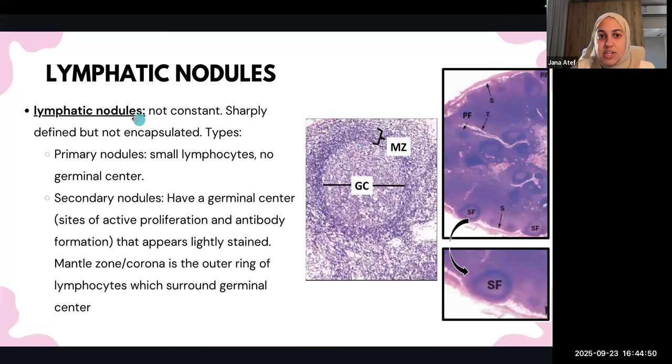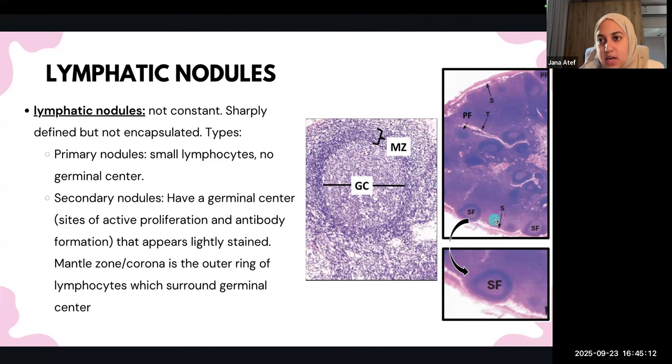So this is basically it. I'm just telling you the anatomy of them. You're going to learn more about the physiology and how they work later on, like in immunology. But the anatomy of a lymph node: it's either a primary lymph node or a secondary lymph node. Secondary lymph nodes is where there's active proliferation. So if you see these light areas, that's secondary. It's also called follicles, by the way, guys. So if you hear nodules or follicles, same thing.